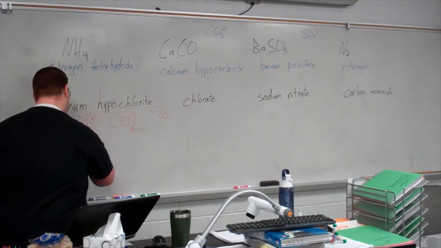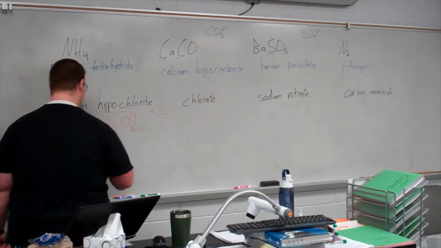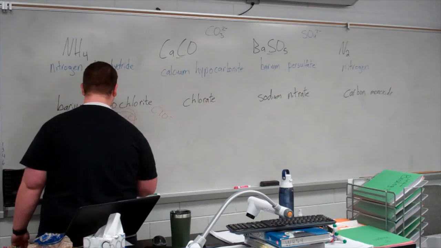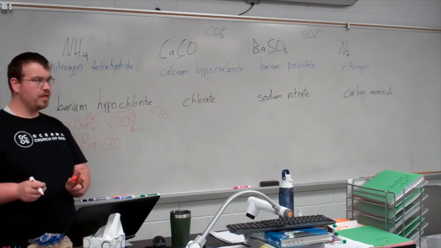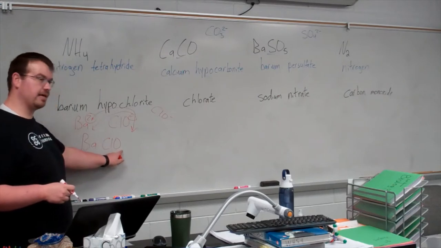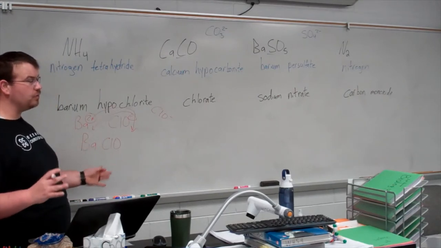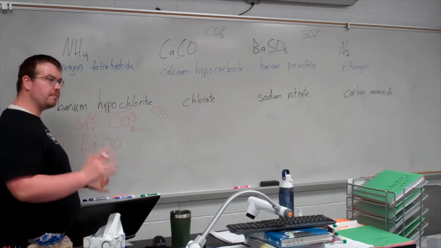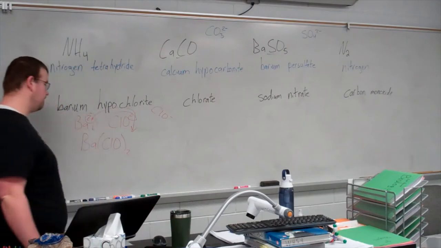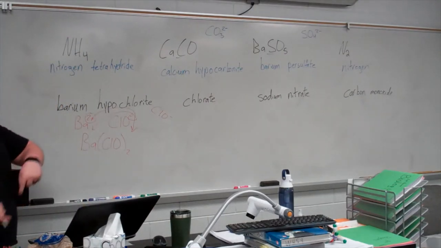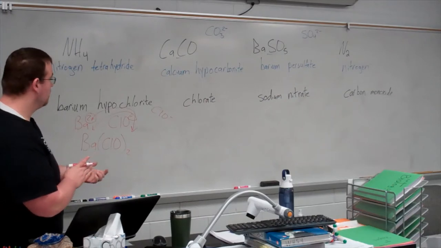So we have Ba, which is barium, and here's where things get interesting. We have ClO, which is hypochlorite, but we need 2 of them. So you can't just put a 2 down here. If you put a 2 down here, that's going to say 2 oxygens, not 2 hypochlorites. You have to put the polyatomic in parentheses. Then put the 2 outside. That's telling you 2 hypochlorites. So that's the answer.